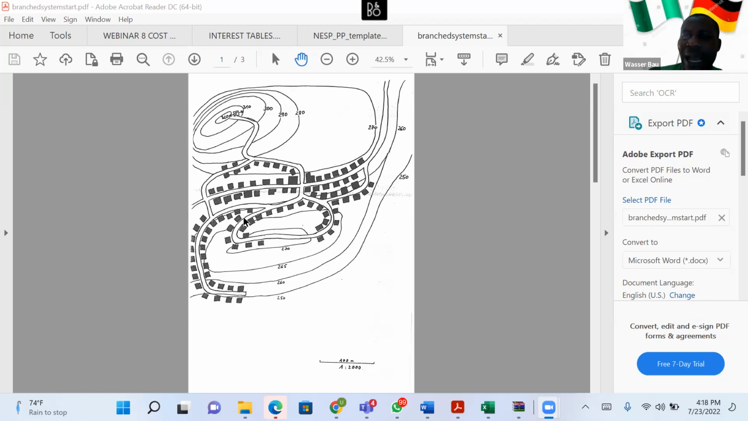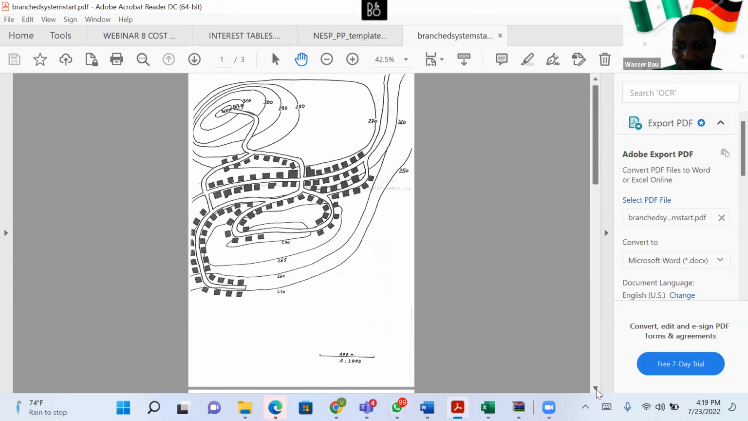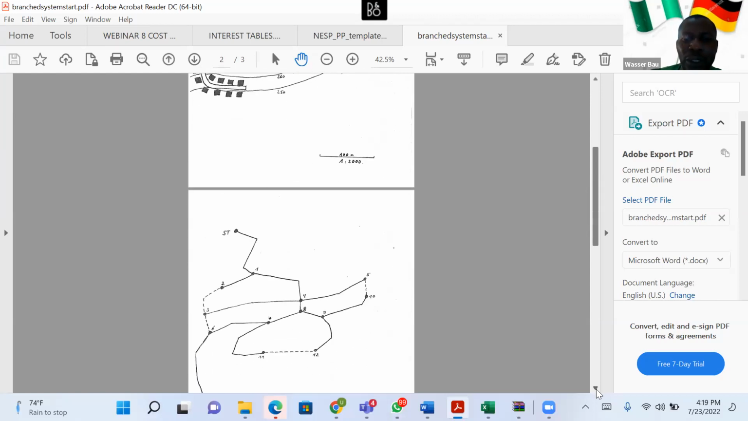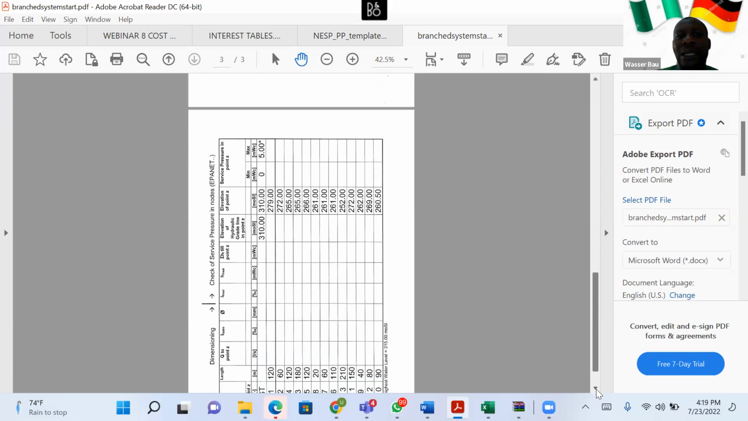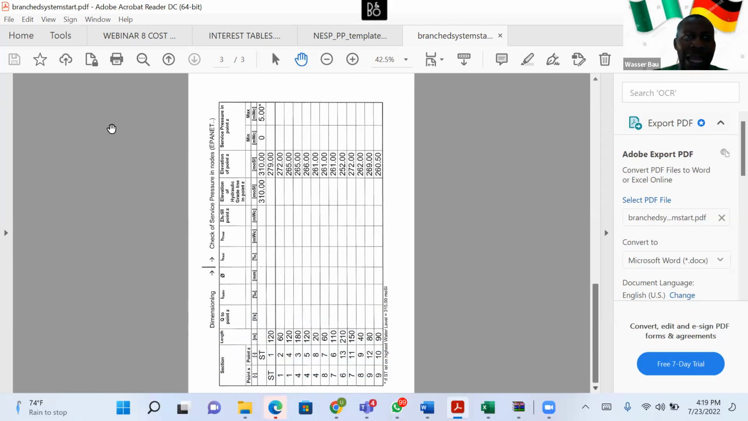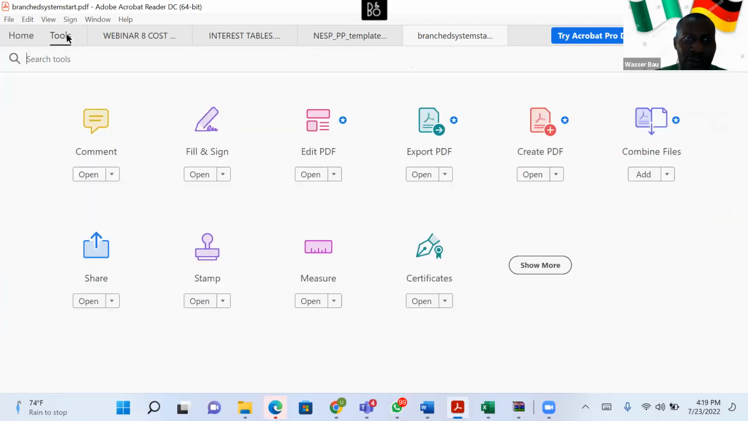After that, I'll move to chapter 3, and chapter 3 is now where I will do my water demand estimation. So the next thing I'll do is to come up with a sheet like this. I call it calculation sheet.